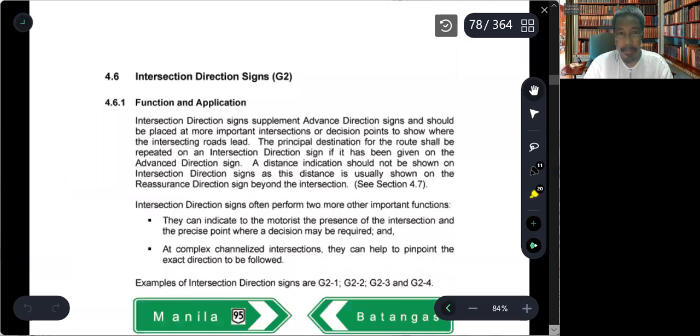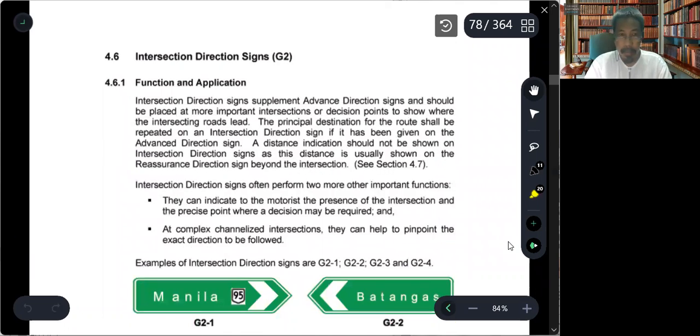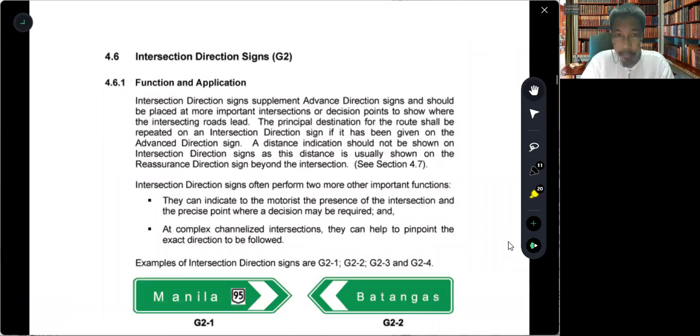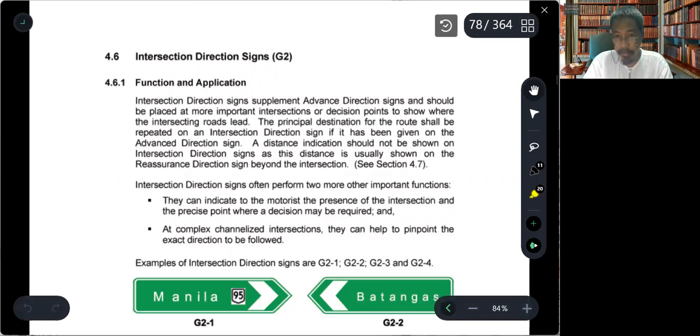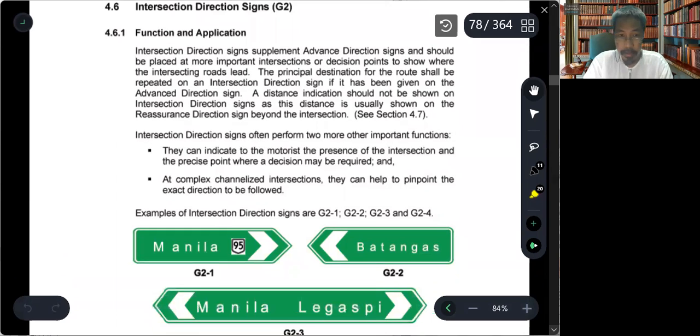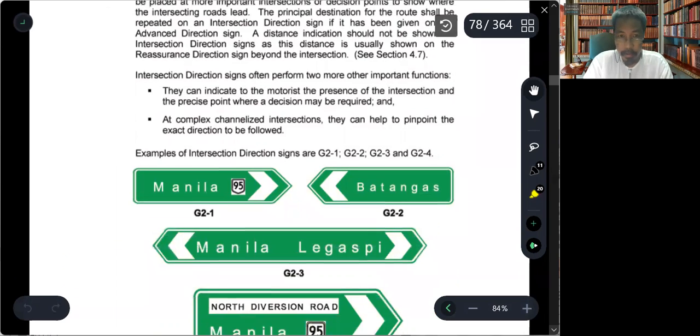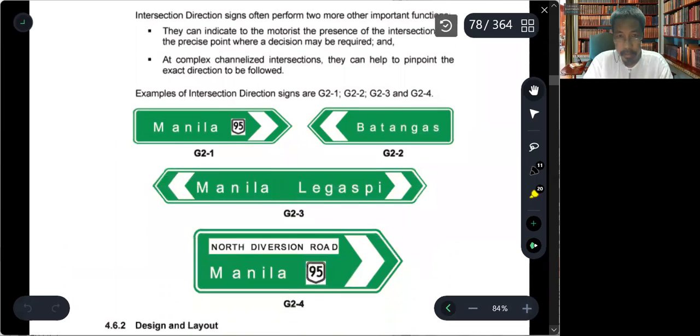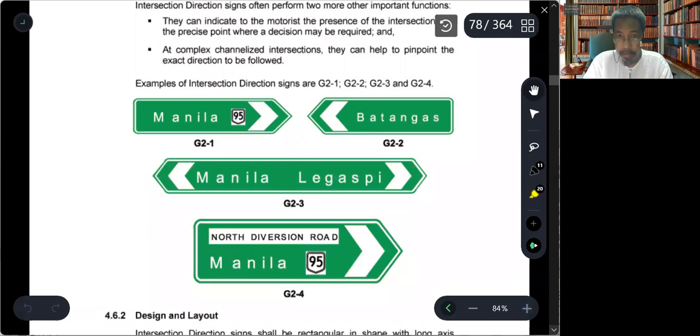Classification of guide signs. Let us now go straight to the next type of classification, that is G2. These are what we call intersection direction signs. Okay. Function and application. Intersection direction signs supplement advanced direction signs and should be placed at more important intersections or decision points. Okay, so decision points. What are the examples? G2-1, G2-2, G2-3, and G2-4. So we have these different examples.